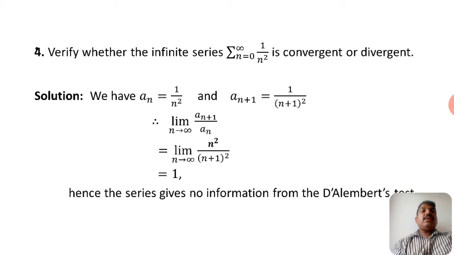Verify whether the infinite series sigma n equals 0 to infinity 1 by n square is convergent or divergent. Solution: we have a_n equals 1 by n square and a_(n+1) equals 1 by (n plus 1) whole square.